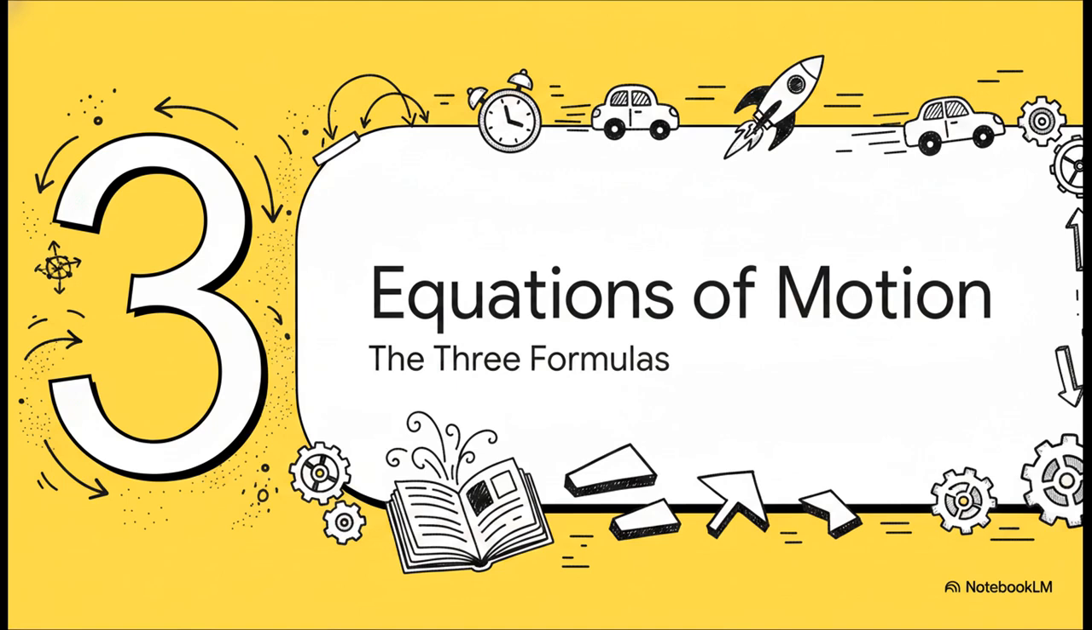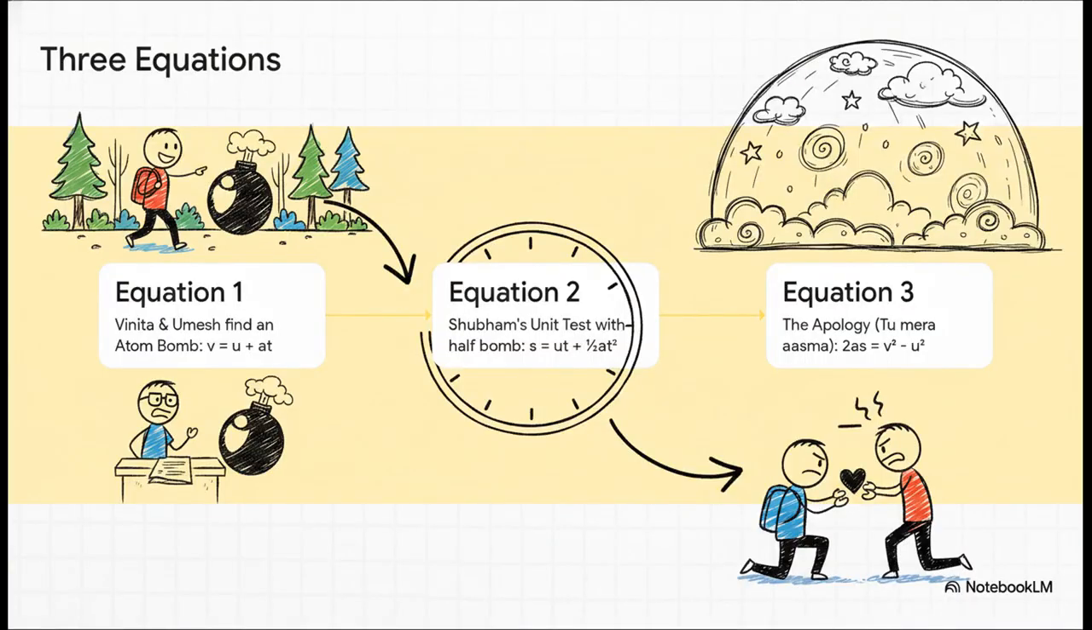All right, Section 3, the 3 equations of motion. We've got our basic measurements down, so let's see how they connect into the 3 fundamental formulas using a wildly memorable story. To memorize these complex formulas, which can be a real headache, just follow this hilariously weird narrative from our source. First, imagine 2 friends, Vinita and Umesh, walking in a forest, and out of nowhere, they find an atom bomb. That gives us our very first equation, V equals U plus AT.